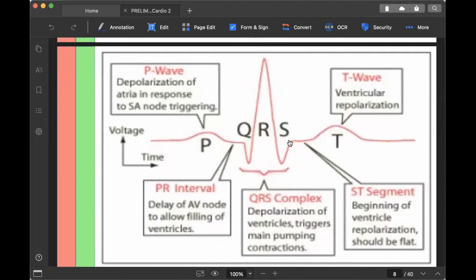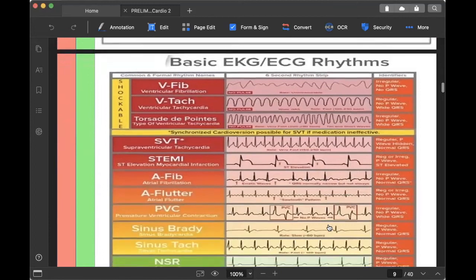And then this part here, the middle part, that is your QRS complex, which is the depolarization of the ventricles, which triggers the main pumping and the contractions. And your ST segment, the beginning of the ventricular repolarization, should be flat. While your T wave here, the last part, is for your ventricular repolarization. Okay?